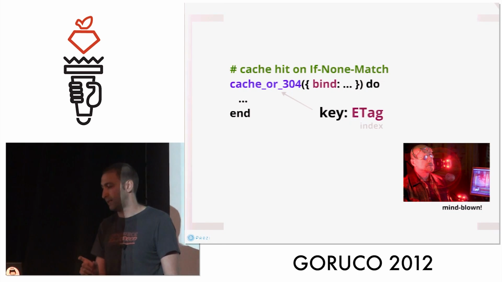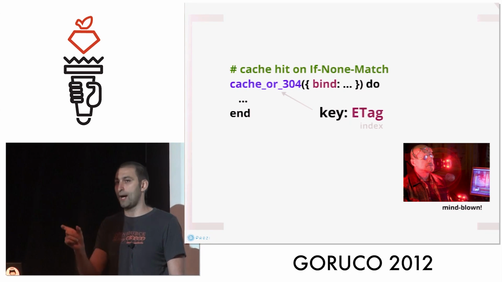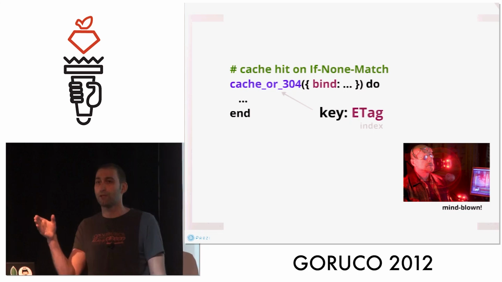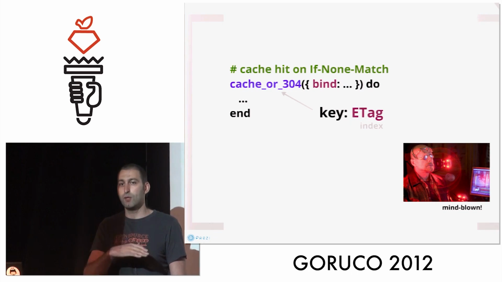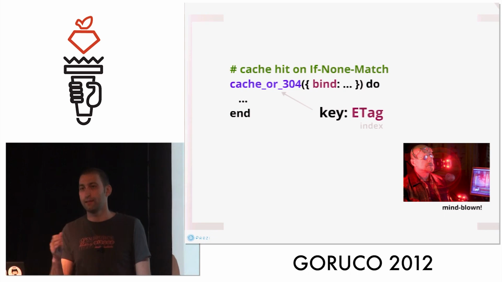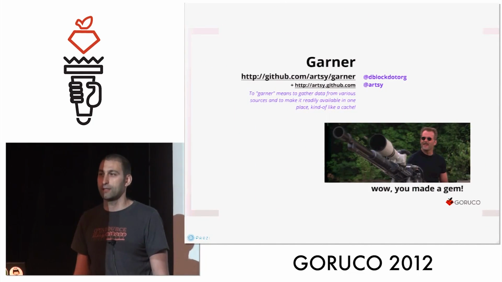So all we need to do is maintain a very simple index between those ETags and the bindings themselves, or something derived from the binding. And we can tell the client that the data hasn't been modified without even doing any kind of processing. All right, so this is what we're open sourcing today.